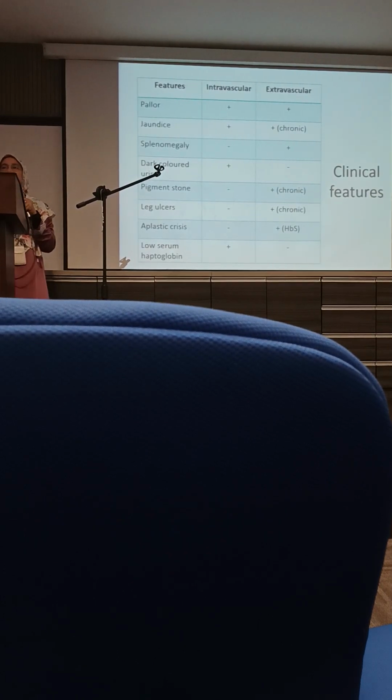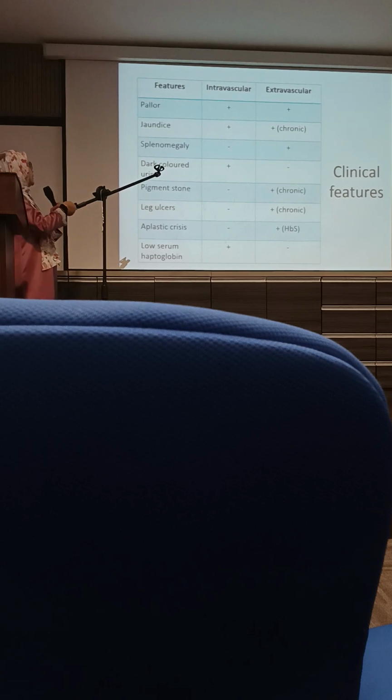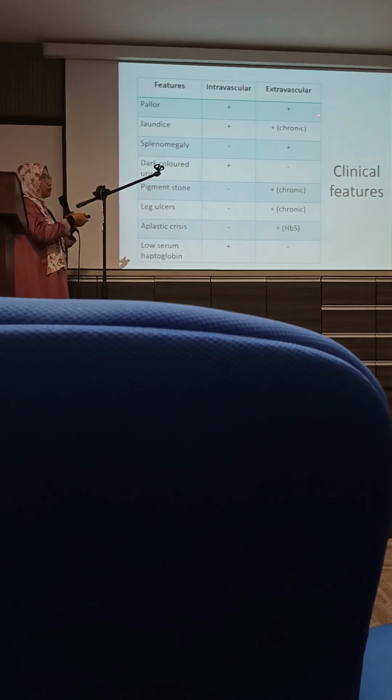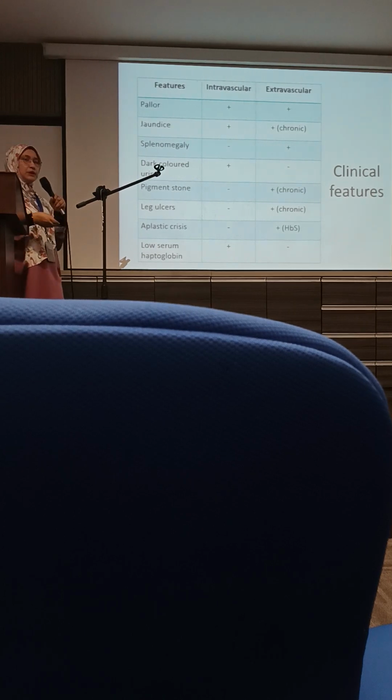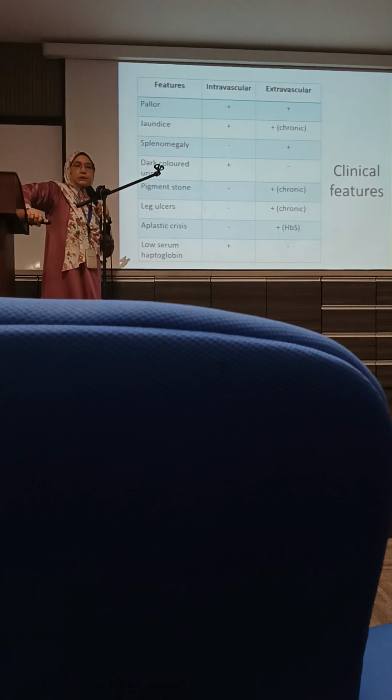So if you look at these features, you can differentiate intra and extravascular. Both will have a lot, because both have low hemoglobin. Jaundice can also be in both. Splenomegaly only in extravascular. Why do you think you have splenomegaly in extravascular hemolysis?